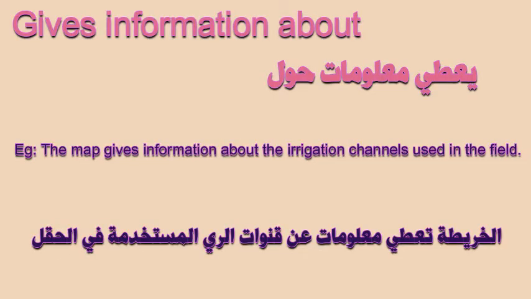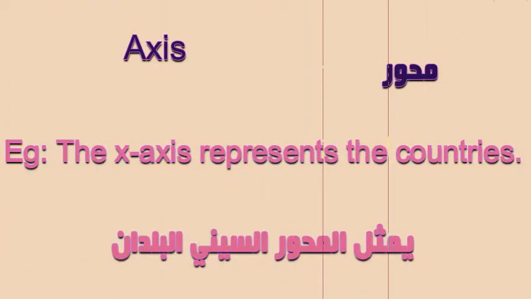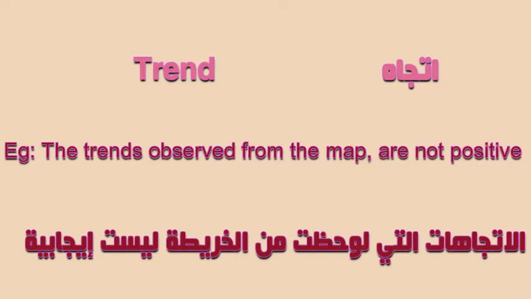Gives information about. The map gives information about the irrigation channels used in the field. System of coordinates. Axis. The x-axis represents the countries. Trend. The trends observed from the map are not positive.